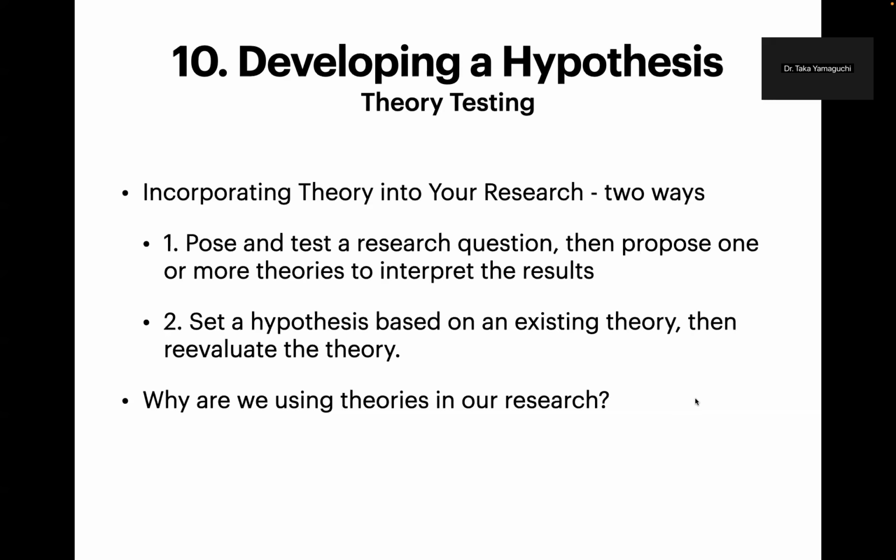This method involves describing one or more existing theories, deriving a hypothesis from one of those theories, testing the hypothesis in a new study, and then re-evaluating the theory. This method works well when there is an existing theory relevant to the research question, especially if the resulting hypothesis is unexpected or conflicts with a hypothesis from a different theory.